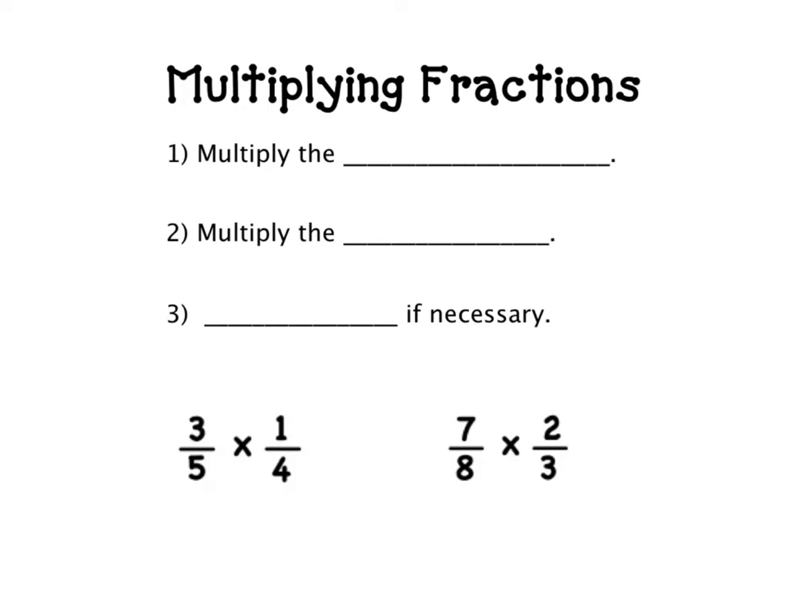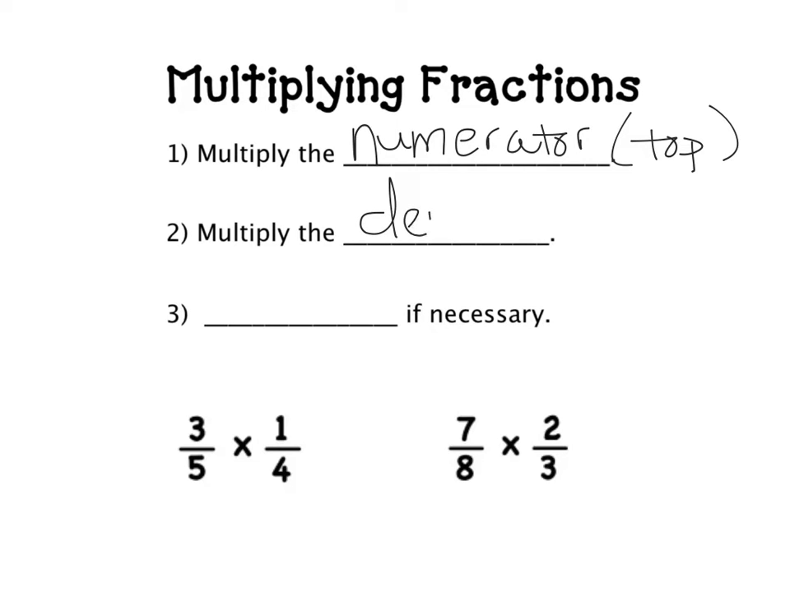First, multiplying fractions. Number 1, multiply the numerator, which is the top number. Number 2, multiply the denominator, which is the bottom number. Simplify if necessary.